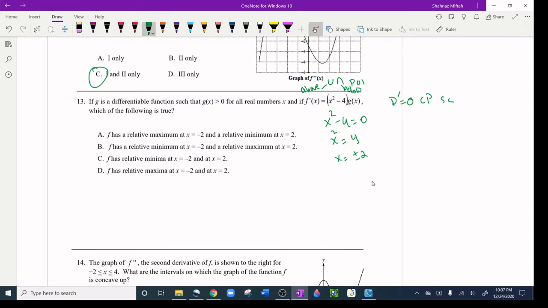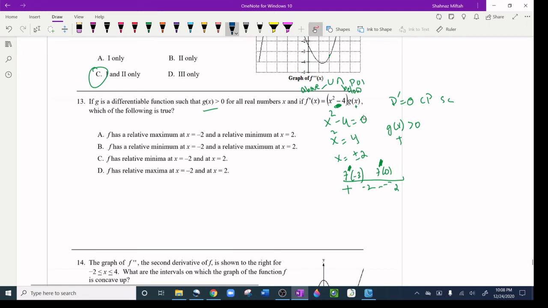That's my critical points, and I already know g of x is greater than 0, which means it's positive. So this is negative 2, that's positive 2. Pick something for f prime, negative 3. Negative 3 squared gives 9, 9 subtract 4 is positive, and g of x is already positive, so positive. Now pick 0. If I plug in 0 here, that's negative, and g is positive, which gives me negative.